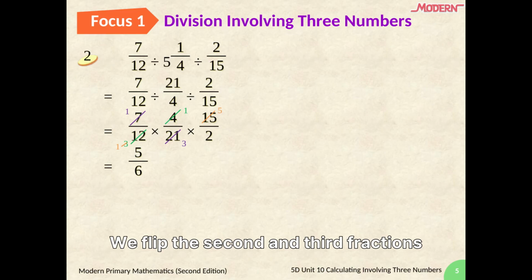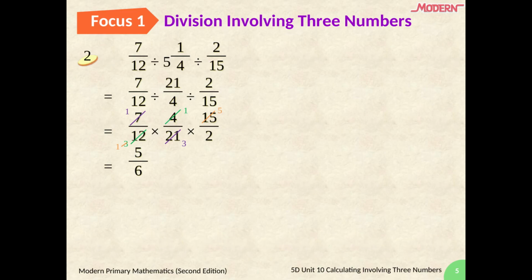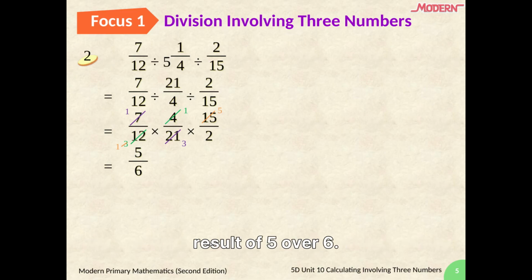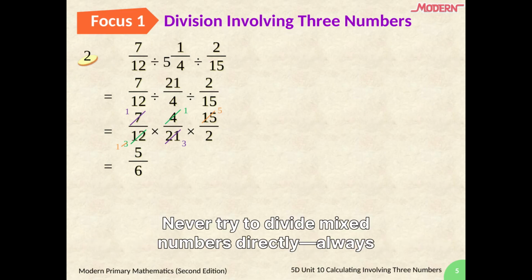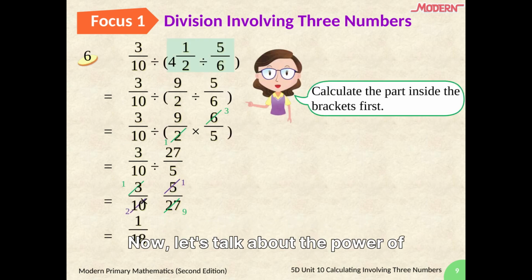We flip the second and third fractions to get a multiplication string, 7/12ths times 4/21 times 15/2. Now we simplify. 7 and 21 become 1 and 3. 4 and 12 become 1 and 3. After cross-canceling, we get a simple final result of 5/6. Never try to divide mixed numbers directly. Always convert first.